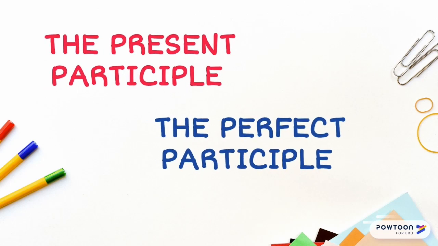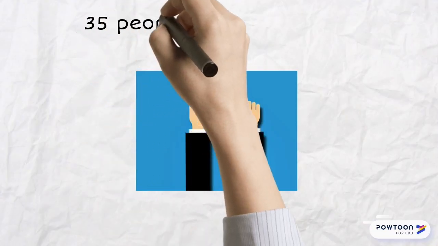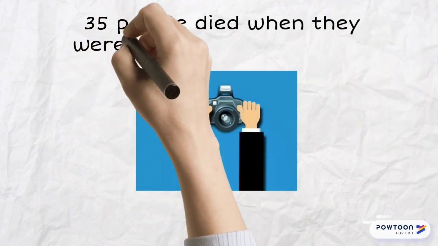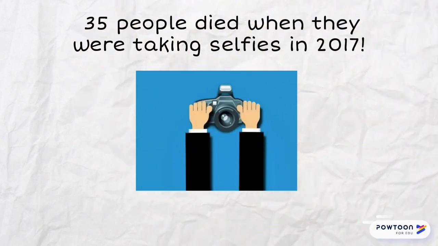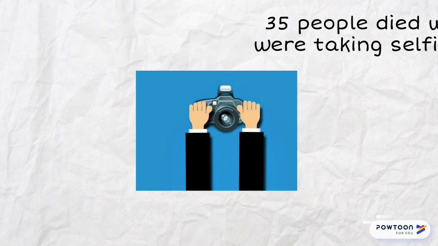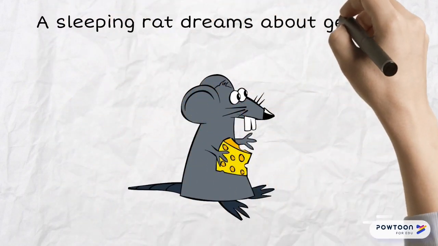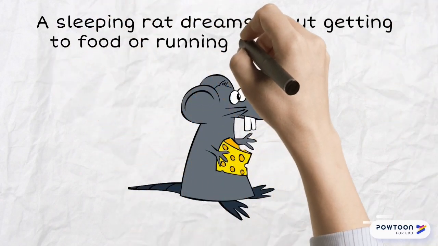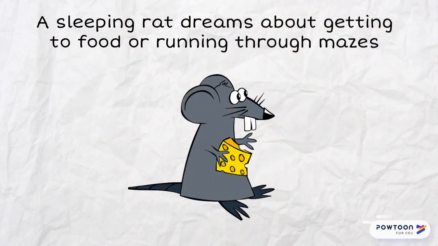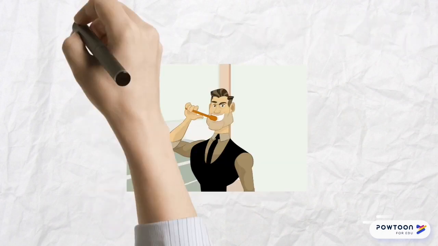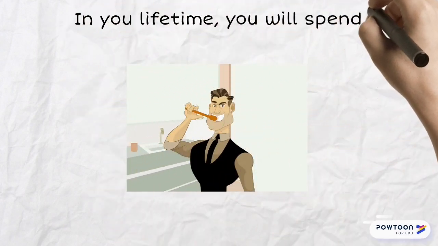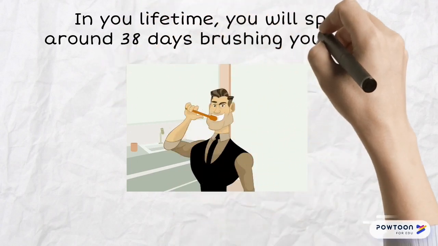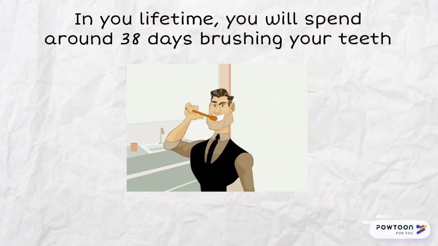Hello everybody, today we are talking about the present and the perfect participles, and we're starting with some very interesting examples. Do you know that 35 people died when they were taking selfies in 2017? And that a sleeping rat dreams about getting to food or running through mazes? And in your lifetime, you will spend around 38 days brushing your teeth.